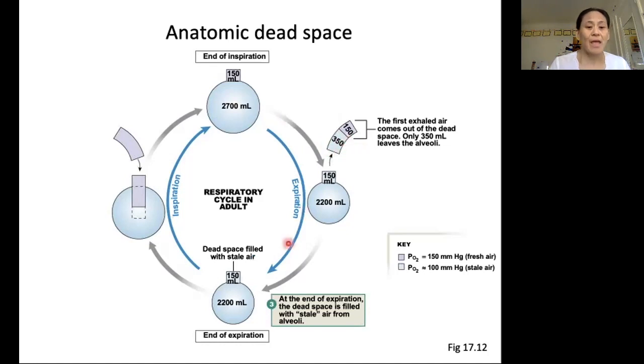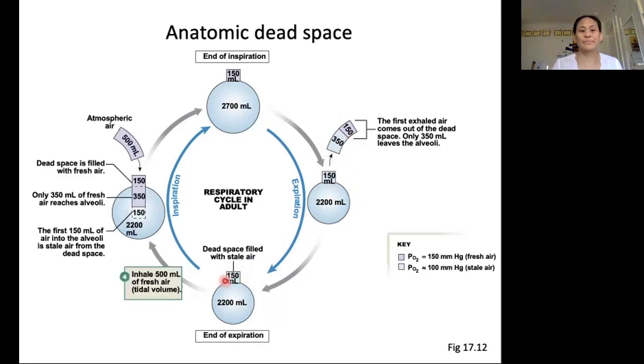Moving on, looking here at the end of the expiration, we end up with stale air in our airways. We're pushing air out of our lungs, and that is stale air. It moves up from the lungs into the airways. So the air in our airways is stale air with a low oxygen content.